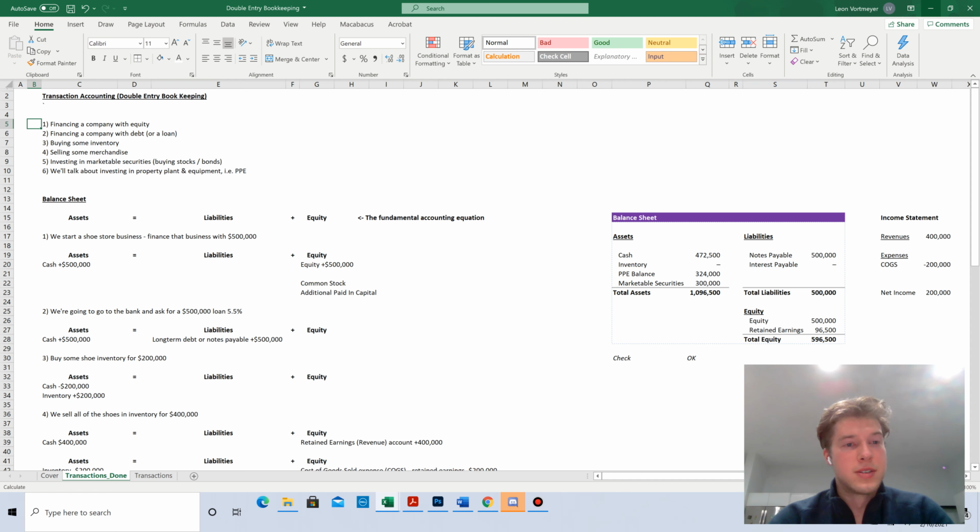And so to start, I'm going to show you, one, what happens when you finance a company with equity. So a stockholder pays some equity to receive stock in the company. What happens when we finance a company with debt? So a company goes to a bank to take a loan. How about when a company buys some inventory, sells that inventory as merchandise, invests in marketable securities like stocks and bonds, and invests in property, plant, and equipment.